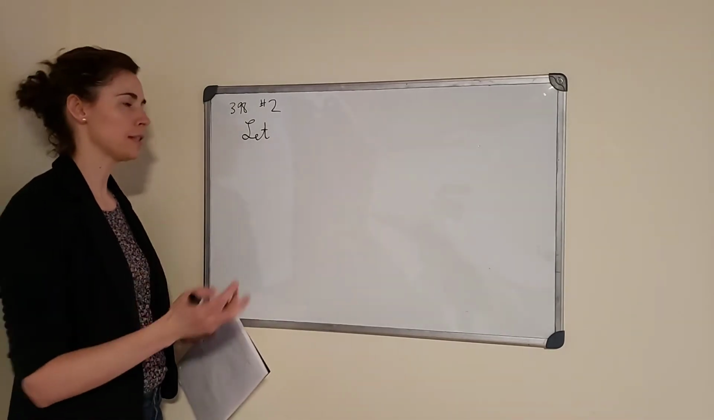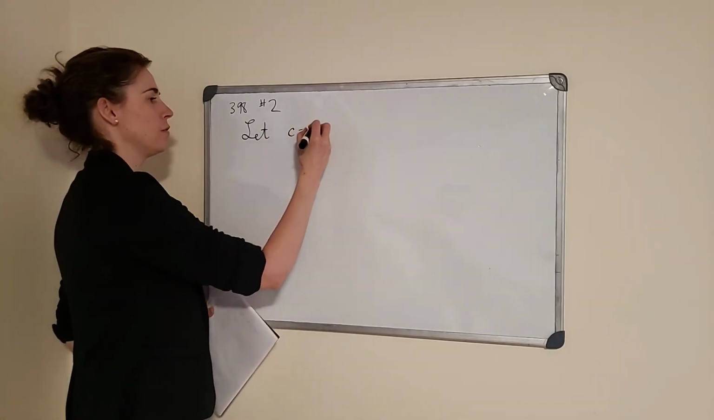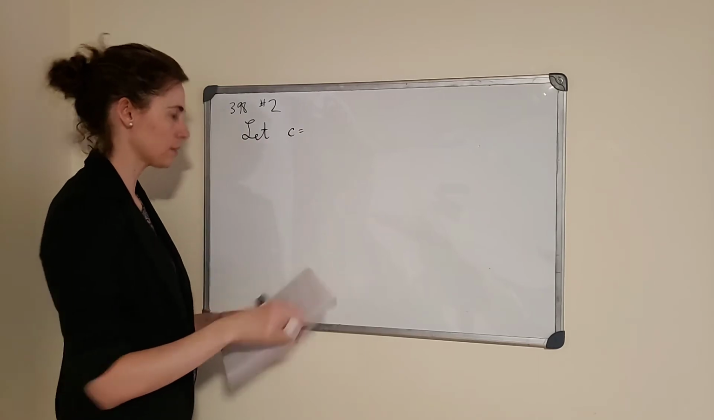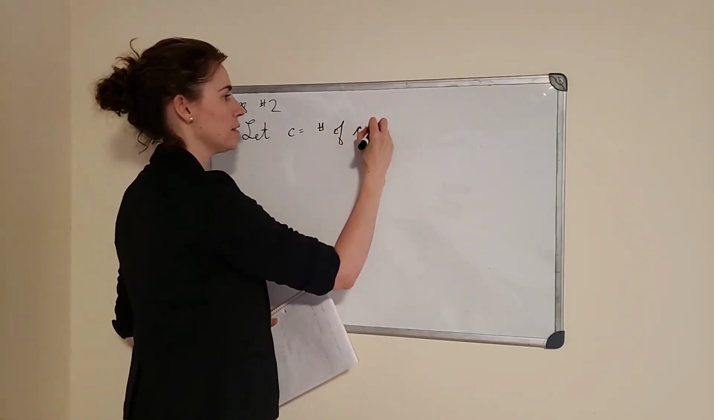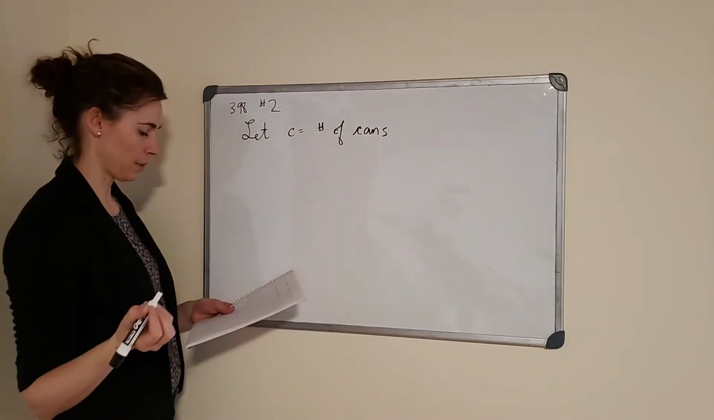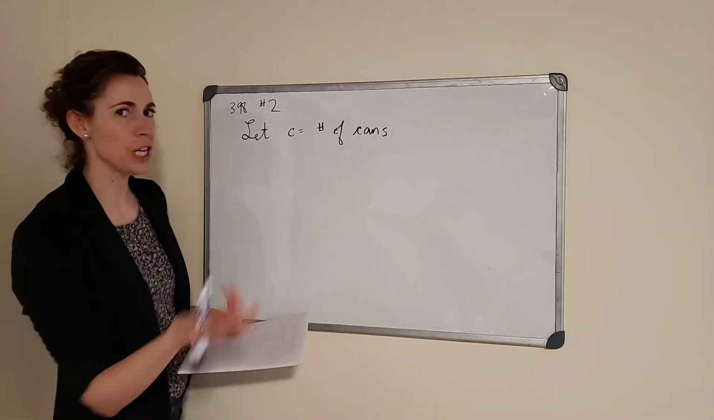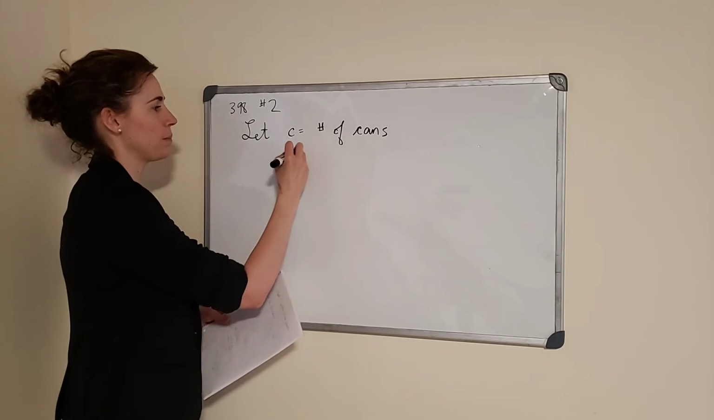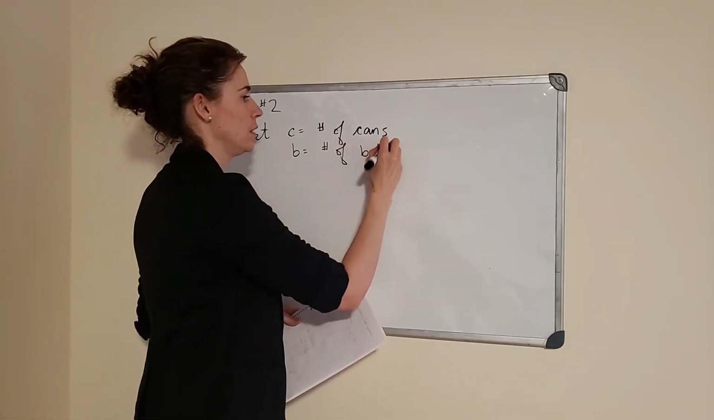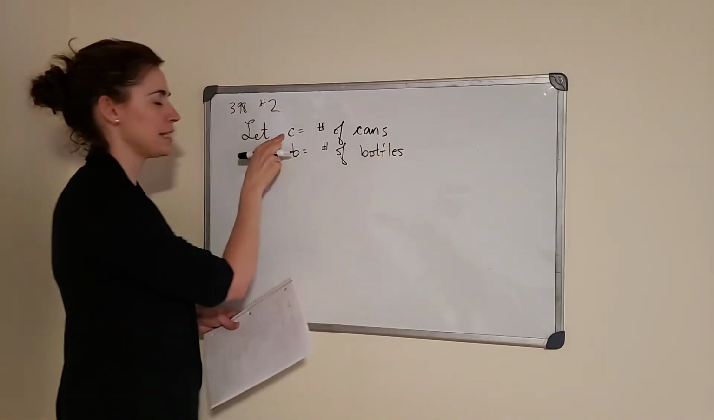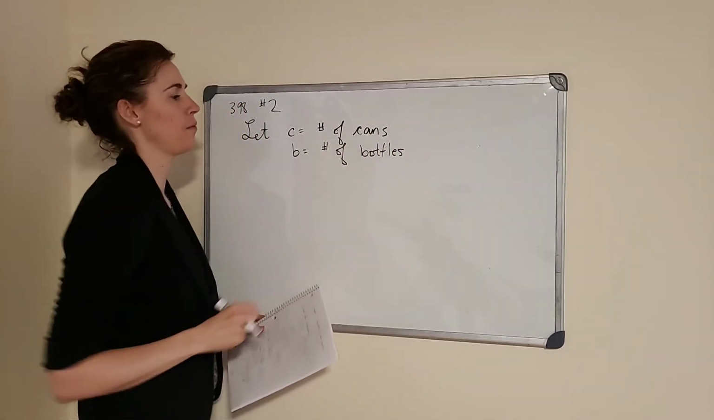So let's use C for the number of cans. You can write out the word number or just write number of cans. And the other was glass bottles. So you could use a G for glass bottles, you could use a B. I'm going to use a B for number of bottles. So that's our let statement. Let C mean number of cans and B mean number of bottles.